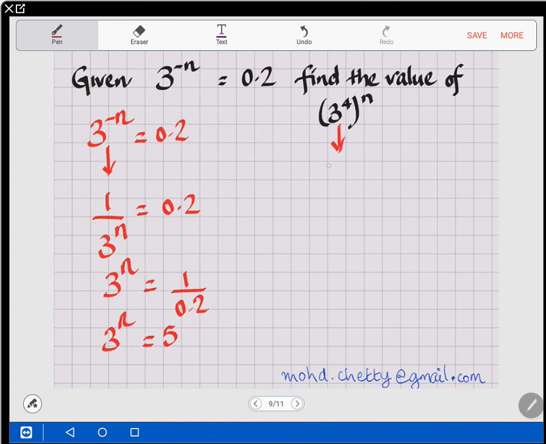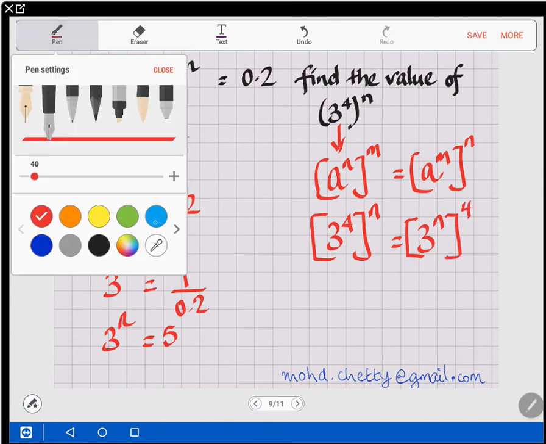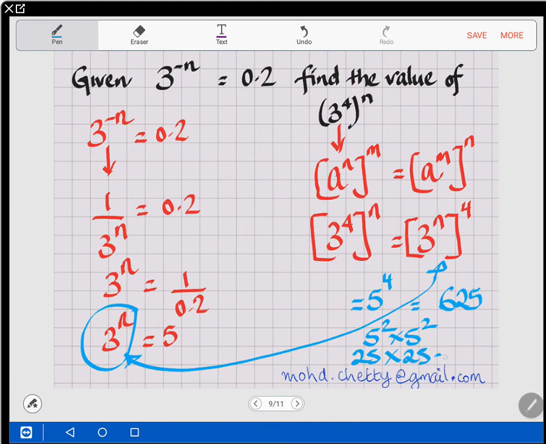Now, je te rappelle, if a to the power of n, the whole thing to the power of m, is the same as a to the power of m n. Donc, si je dis 3 to the power of 4n, c'est pareil comme 3 to the power of n, to the power of 4. D'accord? 3 to the power of n is 5. Right? Donc, on va faire 5 to the power of 4. 5 to the power of 4 is what? 625. Comment on gagne? 5 to the power of 2 times 5 to the power of 2, 25 multiplié par 25 égale 625.